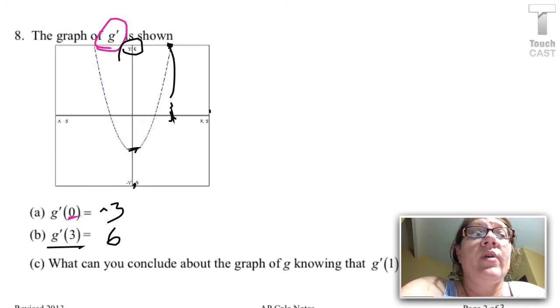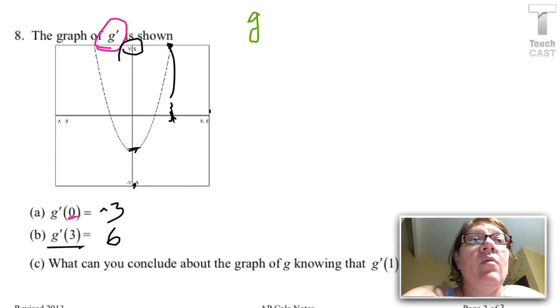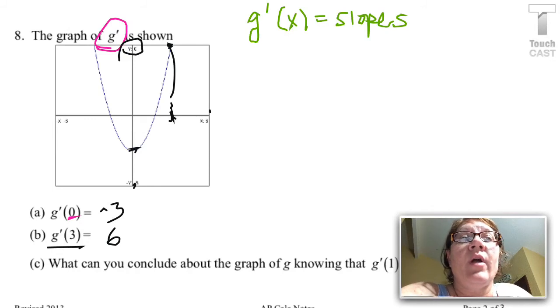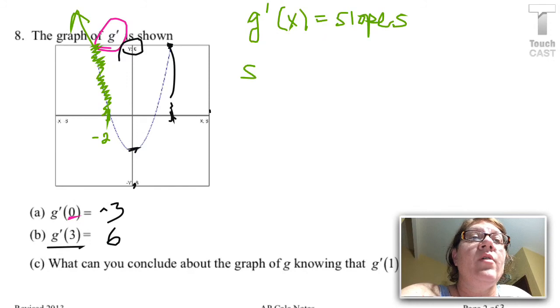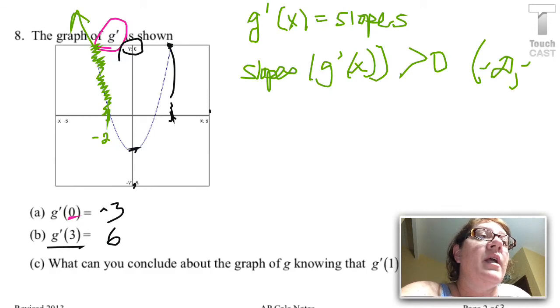So before we answer the next question, I want to actually study this graph and talk about what it is that we see. Remember, G prime represents slopes. So here's what I notice, is that the y values for G prime are positive from -infinity, because that thing technically goes forever, until probably about, I'd say that's about -2. So the slopes, aka G prime, are positive from -infinity to -2.